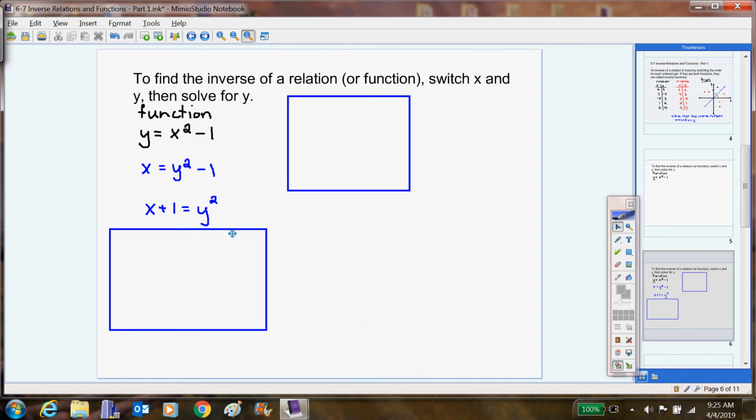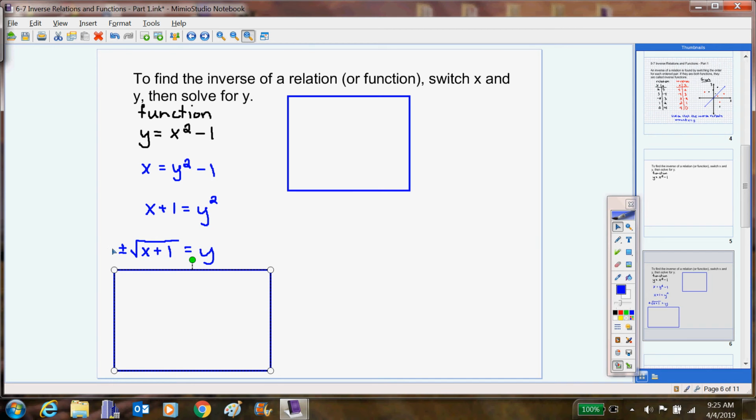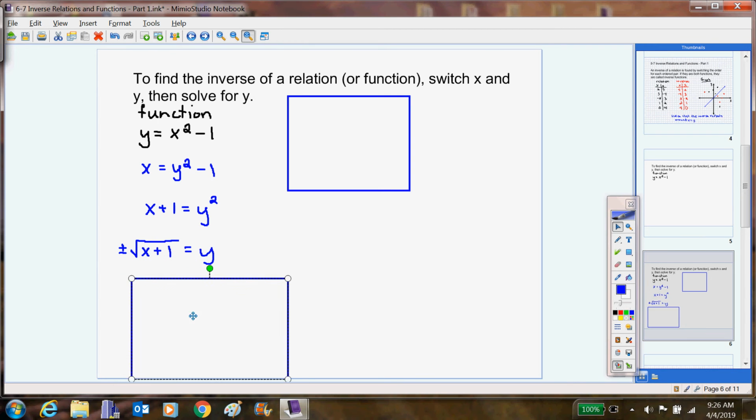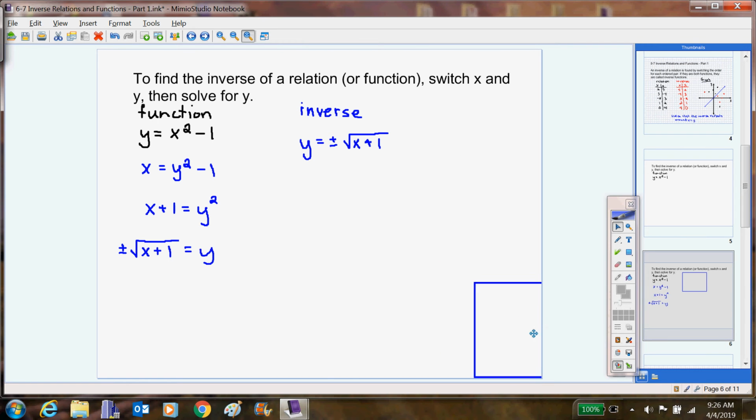And then how do you undo the square? Square root, but there's two answers, right? The square root of y gives you plus or minus the square root of x plus 1. So our inverse relation looks like this, plus or minus the square root of x plus 1.